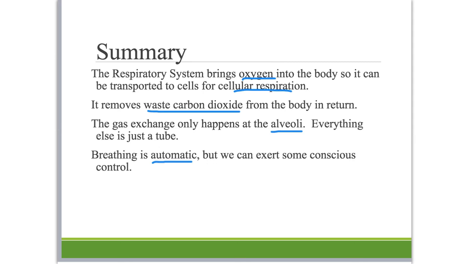So that gives you a summary of the overall structures of the respiratory system. The next part we'll be talking about some of the disorders, things that can go wrong, things like colds or bronchitis or pneumonia, which some of you may be too familiar with.